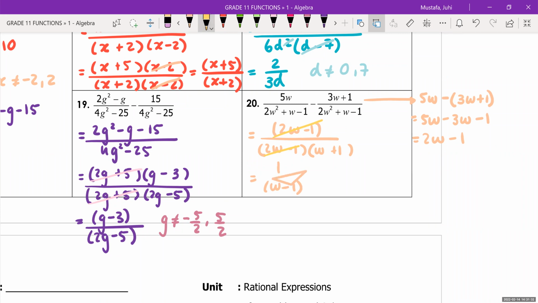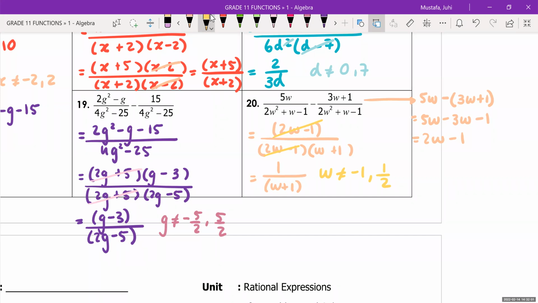What are the two restrictions for this? -1 is right. What was the other one? +1 over 2. Yes. So w cannot equal -1 and +1 over 2.